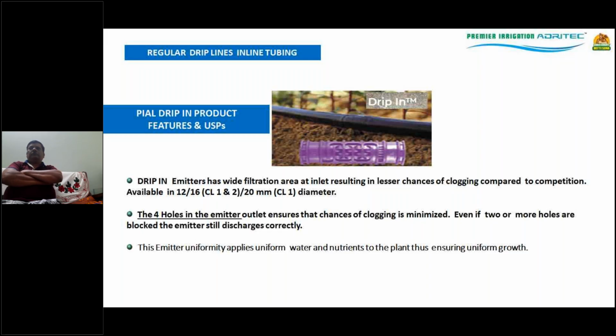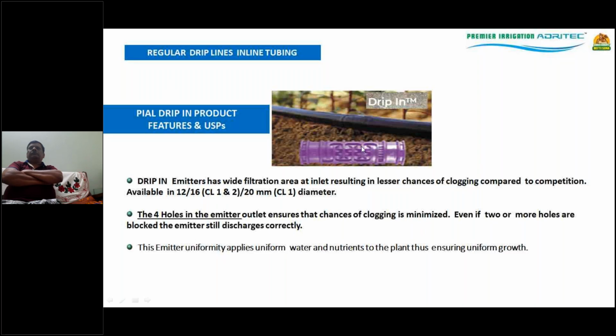One very important feature of this product from Premier is that there are 4 holes in the emitter outlet. You might be wondering why we have given 4 holes. You know that there is going to be clogging by salt. So even if 3 holes are clogged, even 2 or more holes are clogged, still the water will come out in the exact quantity. For example, if it is a 2 liter per hour dripper, still the water will come out from the 4th outlet correctly. You may be wondering how that is happening.